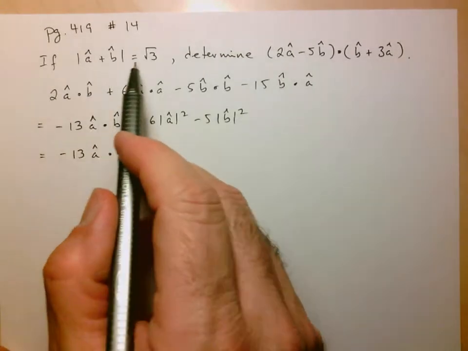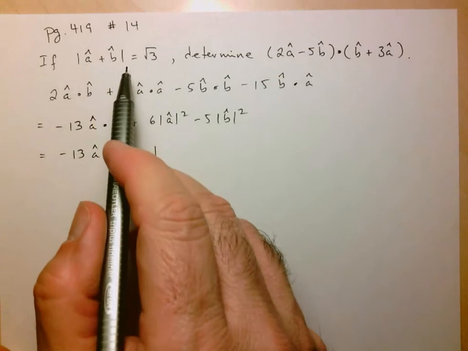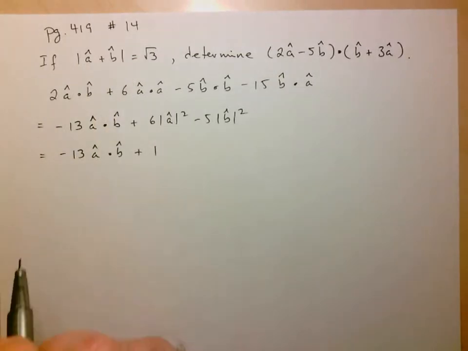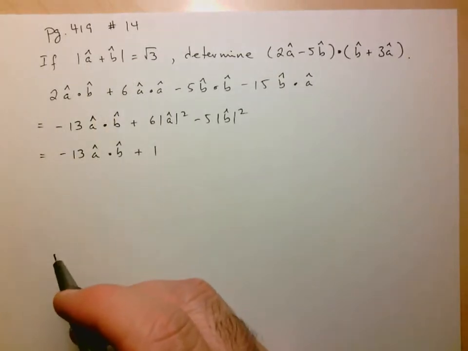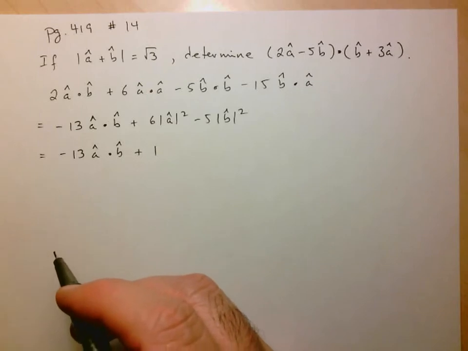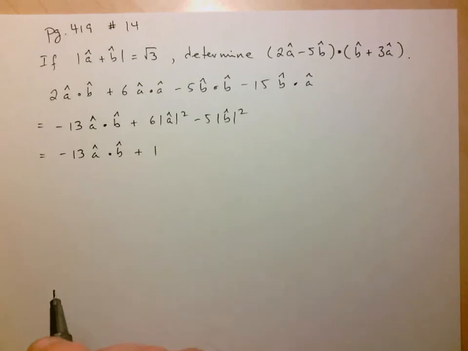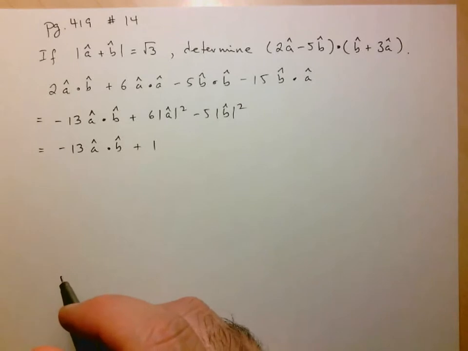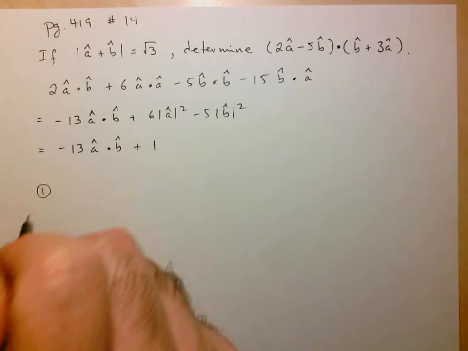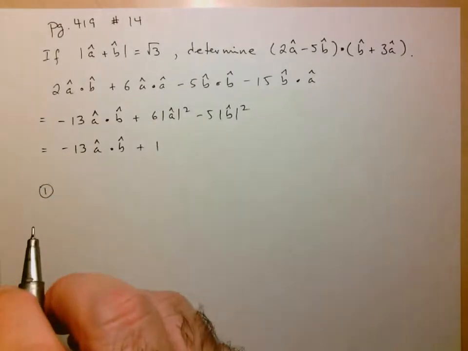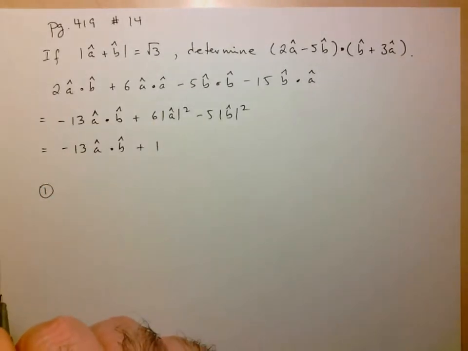But somehow we have to use this given piece of information to help us determine a dot b. And I'm going to show you two ways to do this. So again, think about which way you feel more comfortable using. There's a more geometric way of doing it. So option 1 is to use the fact that you know how to draw the angle between two vectors.